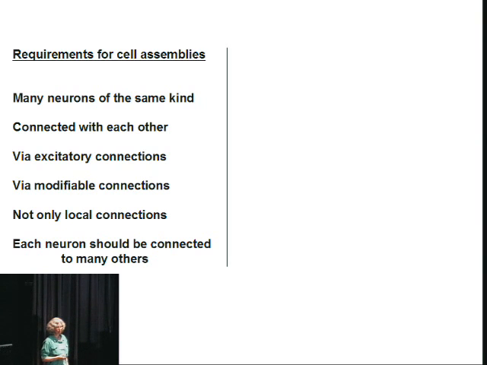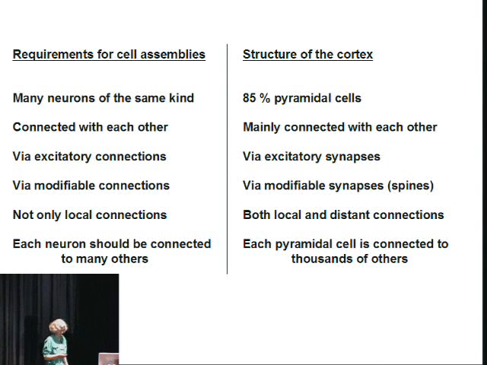They should not only be local, in order to connect things between different modalities, and each element should be connected to many others in order to detect as much common activity as possible. Now, this is exactly what you find in the cortex, as I just pointed out. A large number of neurons of the same type connected with each other, via excitatory synapses, via modifiable synapses, making both local and distant connections, and each pyramidal cell is connected to thousands of others.